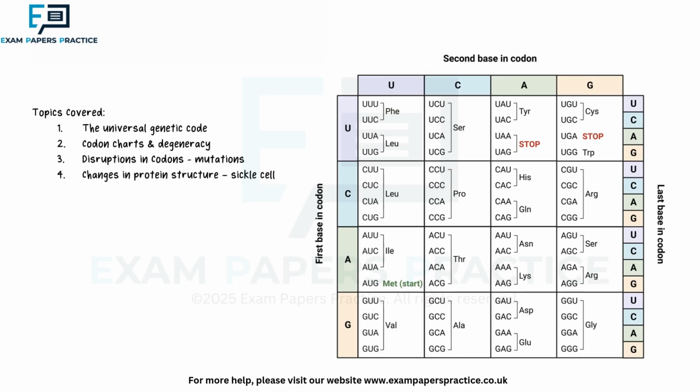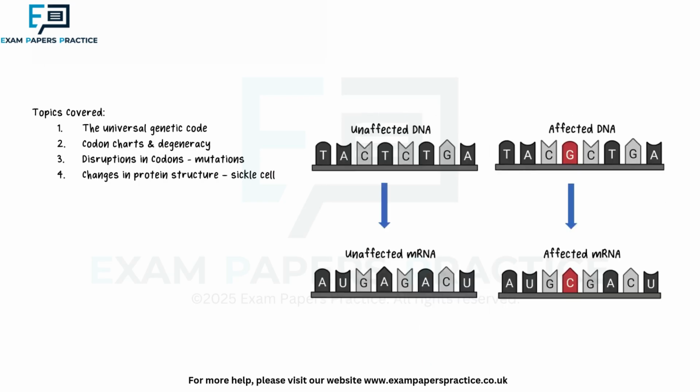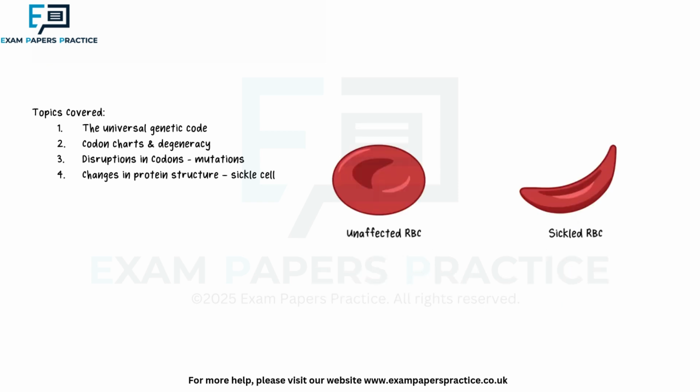Finally, we look at disruptions in codons, or mutations, and we explore sickle cell anemia as an example of a disease caused by a point mutation. These key concepts are some of the most important topics covered in the IB biology course.